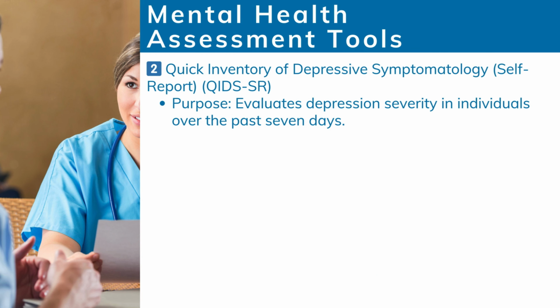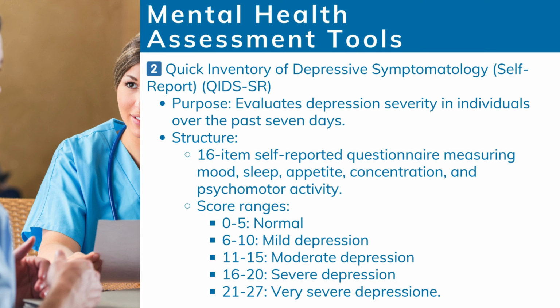The Quick Inventory of Depressive Symptomatology is used to measure depression severity over the past 7 days. This is a 16-item self-reported questionnaire that evaluates mood, sleep, appetite, and psychomotor activity. This tool helps diagnose major depressive disorder and monitor treatment response.